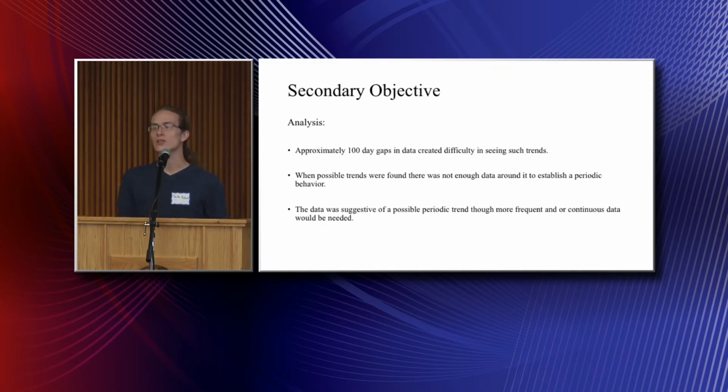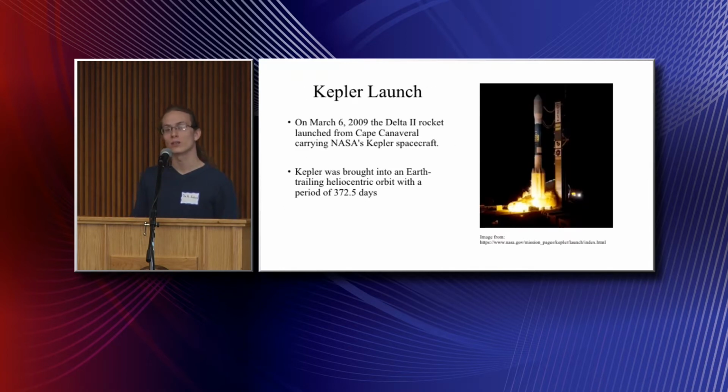Kepler satellite was put into orbit on March 6th, 2009. It was put into a heliocentric orbit, meaning a trailing heliocentric orbit, meaning that it's not in Earth's orbit or Earth's atmosphere. This provides it with greater stability. It also takes about a week longer to complete its cycle around the sun than the Earth does.